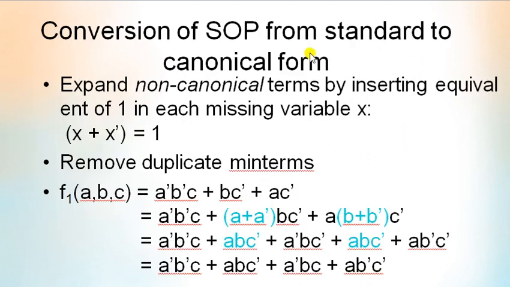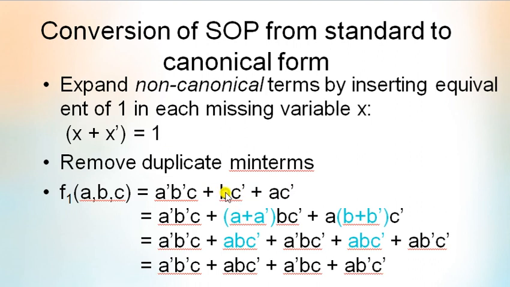Then how to convert the SOP form from the standard to canonical form? There are two steps. In the first step, expand the non-canonical term by inserting the equivalent of 1 in each missing variable x. That means we all know x plus x dash is equal to 1. So consider this example: a dash b dash c plus b c dash plus a c dash. In the second term there is no a term.